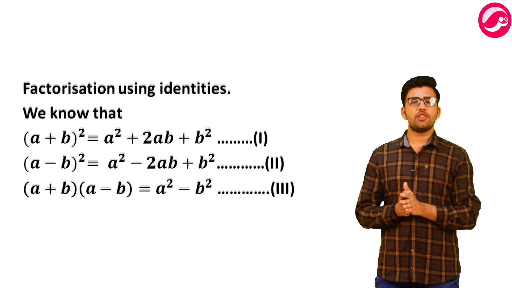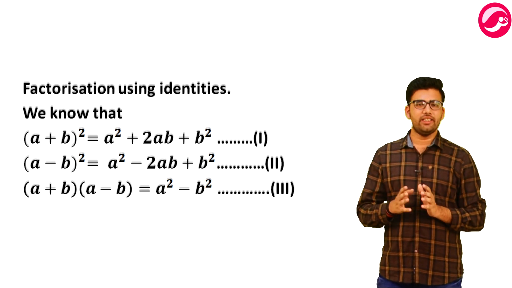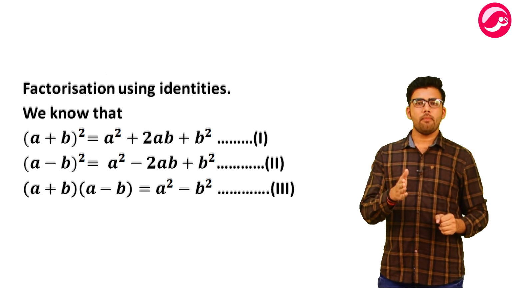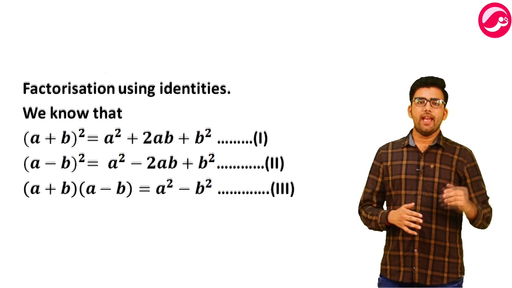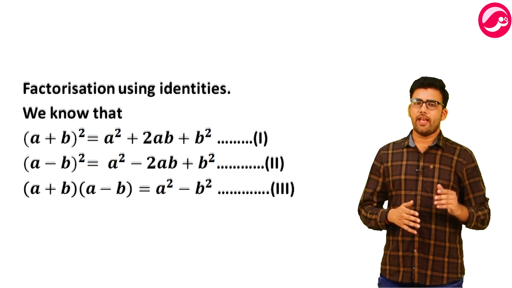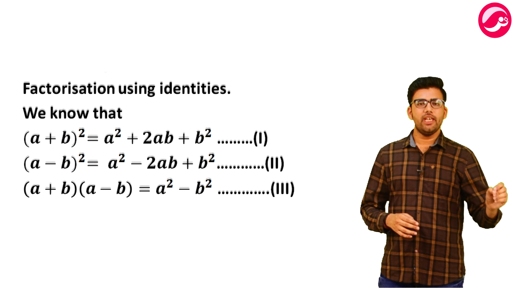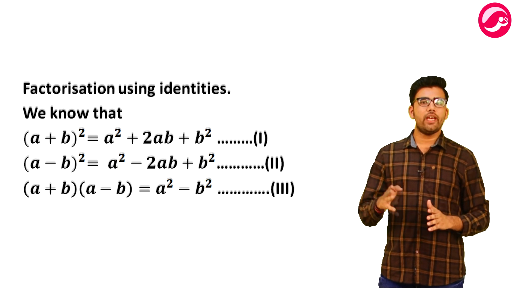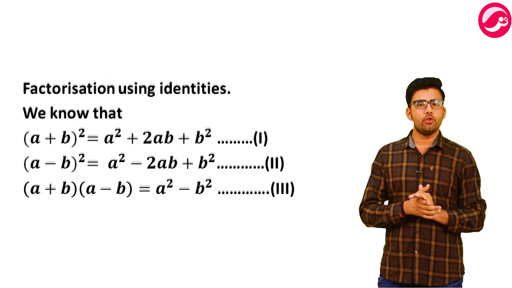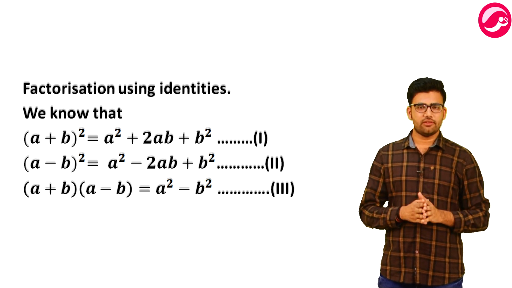Now moving to our next method, that is factorization using identities. We know that (a plus b) whole square is equal to a square plus 2ab plus b square. (a minus b) whole square is equal to a square minus 2ab plus b square. And our third identity is (a plus b) into (a minus b), that is equal to a square minus b square. The following solved examples illustrate how to use these identities for factorization.